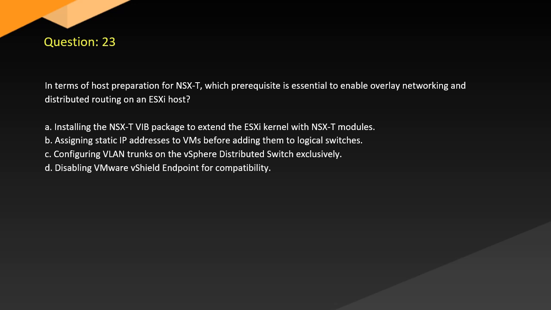Question 23. In terms of host preparation for NSX-T, which prerequisite is essential to enable overlay networking and distributed routing on an ESXi host? A. Installing the NSX-T VIB package to extend the ESXi kernel with NSX-T modules. B. Assigning static IP addresses to VMs before adding them to logical switches. C. Configuring VLAN trunks on the vSphere distributed switch exclusively. D. Disabling VMware vShield Endpoint for compatibility.